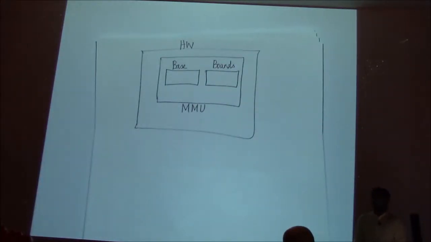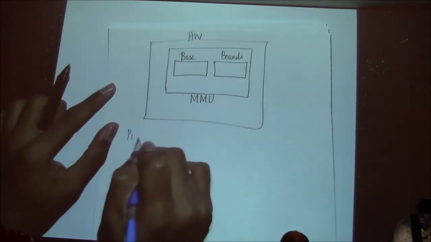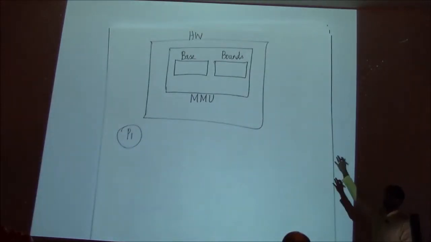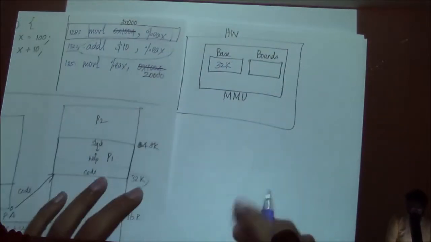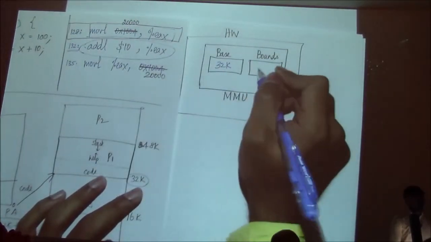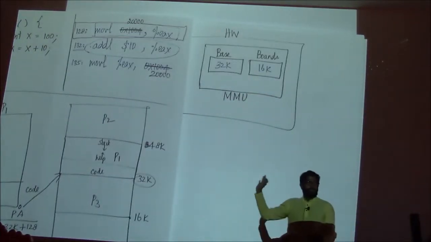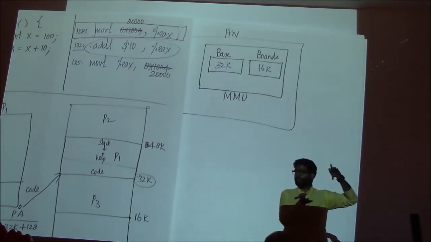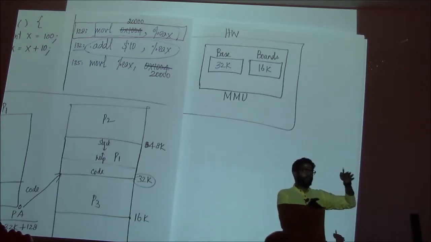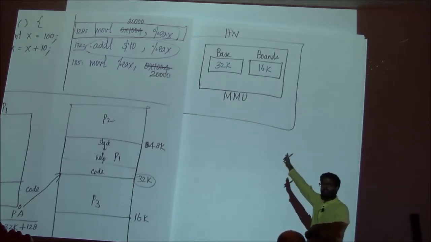Okay, so in this case, let's assume P1 is currently running on the CPU. The base register's value for our simple example here is going to be 32K, okay? And the bounds register's value is going to be 16K. In this simple setup, we are assuming that each and every process is of the same size, so the address space of each process is always 16 KB. The bounds register is always going to be 16 KB in this particular setup.